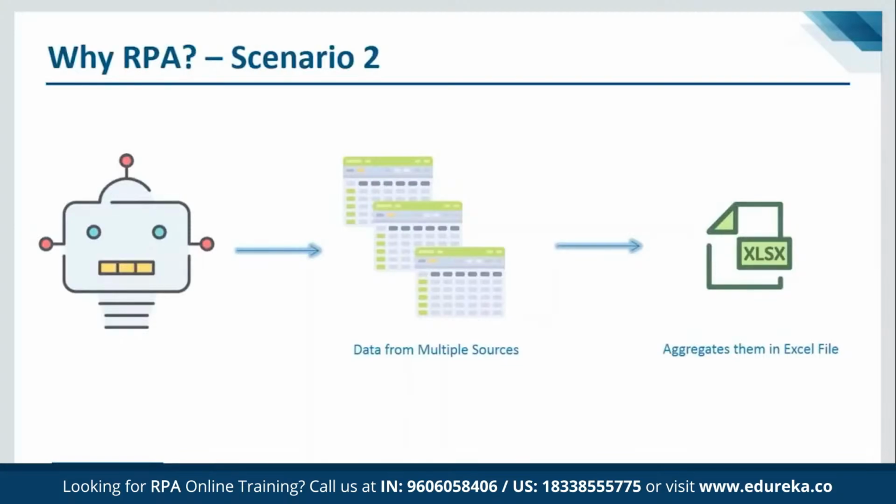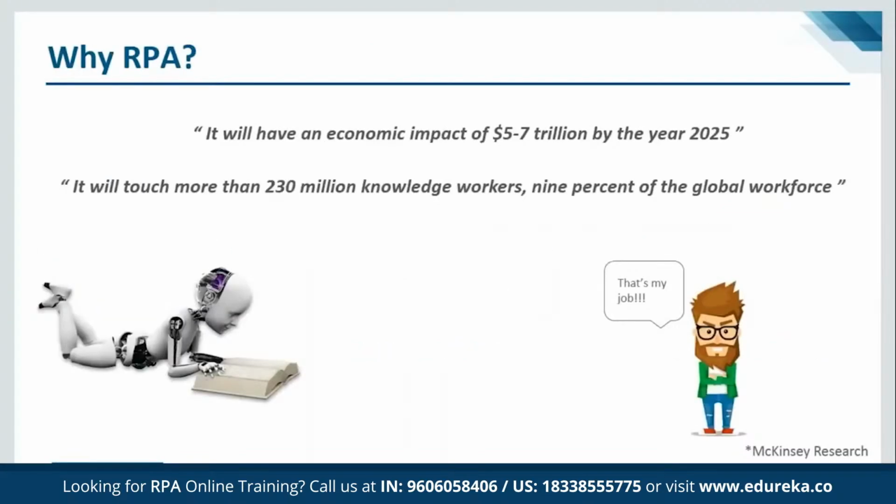So in some situations automation becomes a boon, and in some situations it could actually be a threat to your job. All right, let me give you some facts. According to McKinsey, by the year 2025 there will be an impact of $5 to $7 trillion.